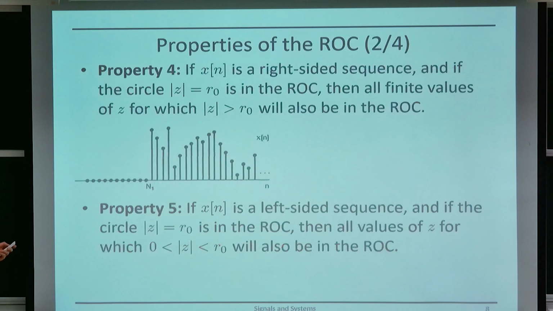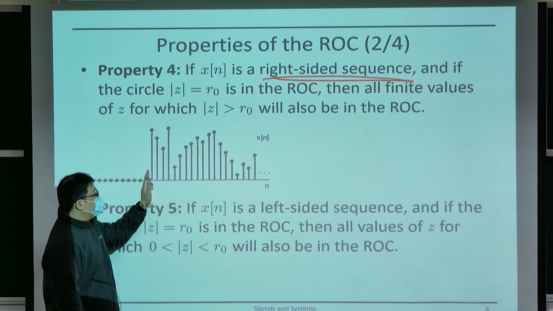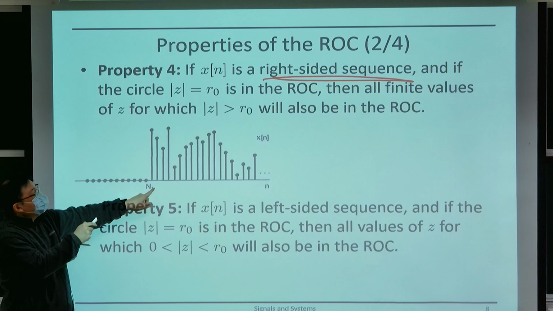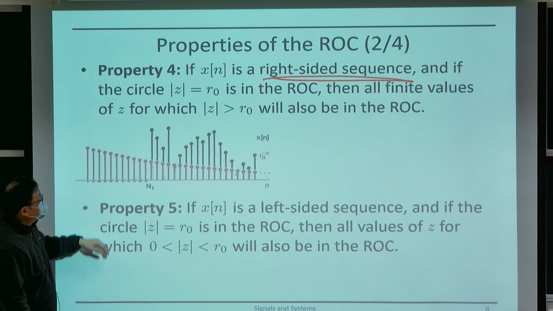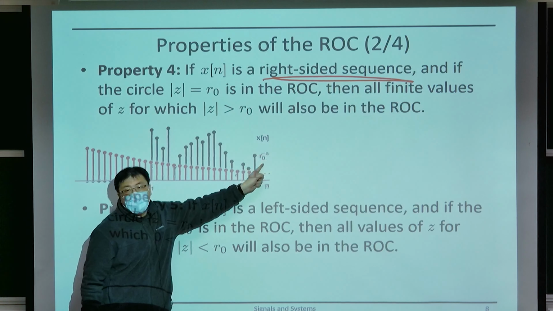Now, the next property refers to right-sided sequences. Suppose that x[n] is a right-sided sequence. A right-sided sequence is something like this: it only has non-zero values to the right of some n. In this case, if you know that the circle |z| = r0 is in the ROC, meaning that this signal can be successfully suppressed by a decaying geometric series with value r0, this means that the signal x[n] is successfully suppressed by the series r0 to the power minus n.